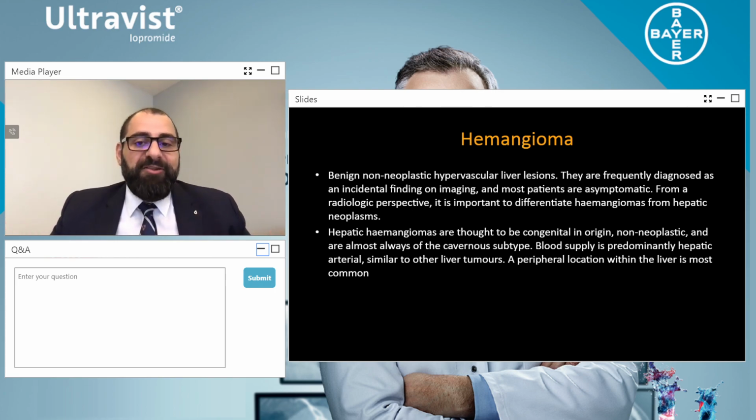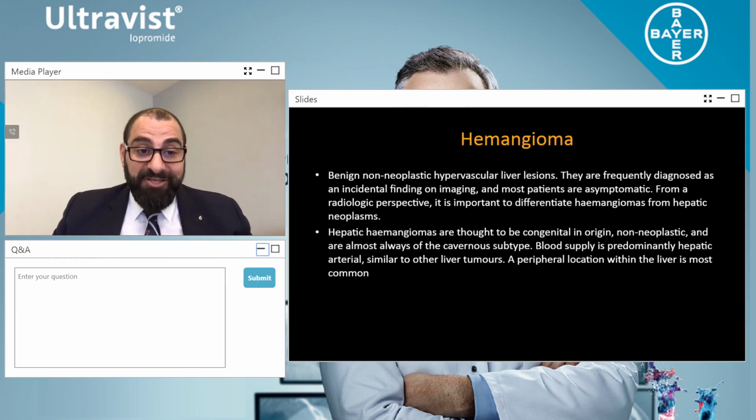From a radiological perspective, it's really important. Hemangiomas can look like metastasis and can look like hepatocellular carcinoma. So a hemangioma could look bright and could look benign. But if my delay time is not long enough, ladies and gentlemen, there have been a lot of missed cases of hemangiomas which turned out to be metastasis in patients who have primary liver lesions.